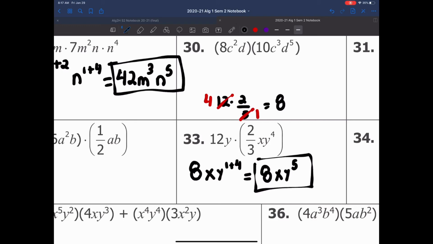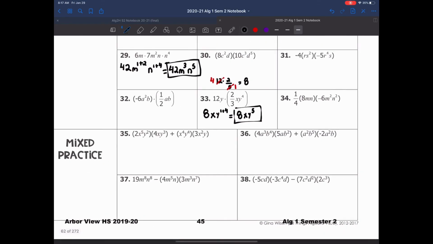Okay, so let's go over a couple more examples. I'm going to look at number 35. We're going to put kind of all of this together. So 35, 2x to the 5th y squared times 4x y to the 3rd plus x to the 4th times y to the 4th times 3x squared y. Okay, so this looks a whole lot more daunting than it actually is. Let's go ahead and take this step by step.